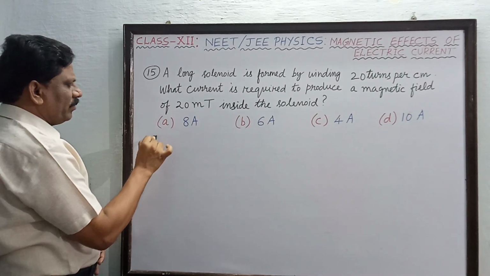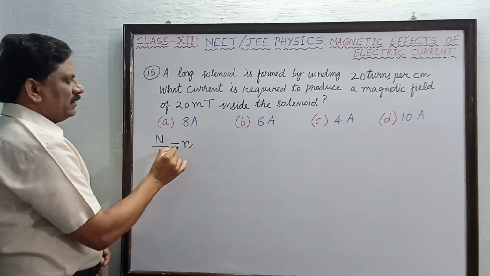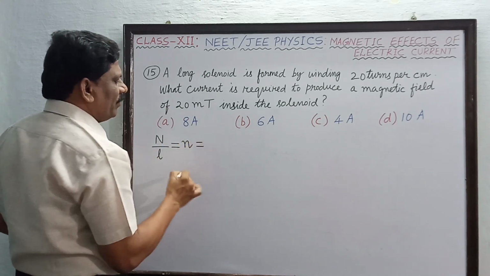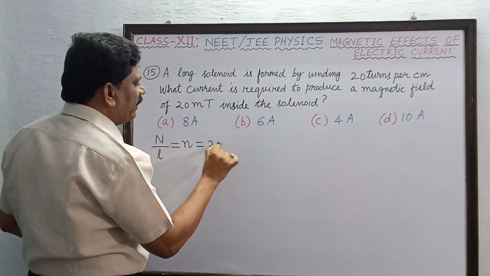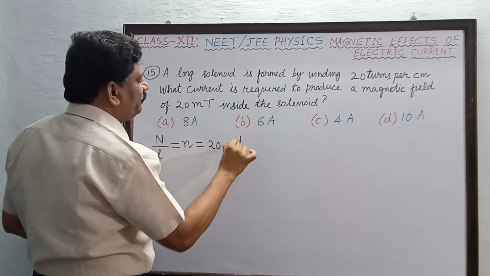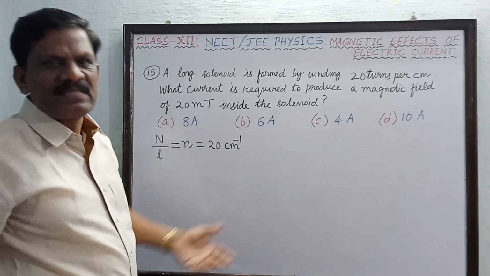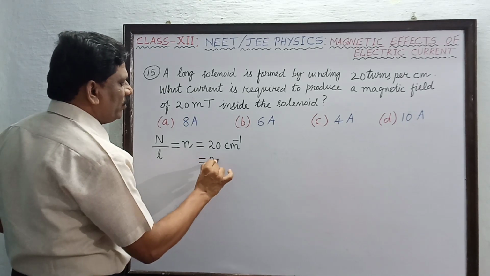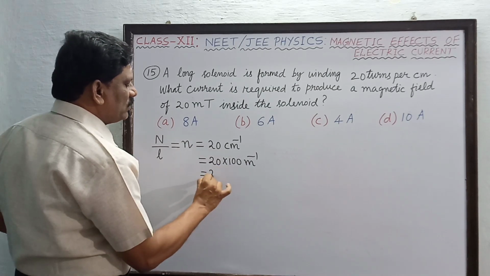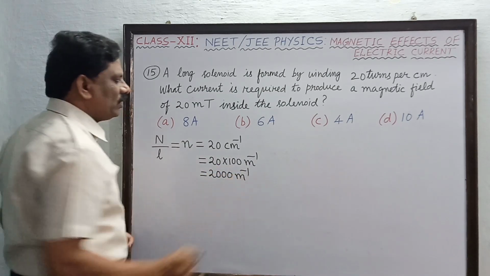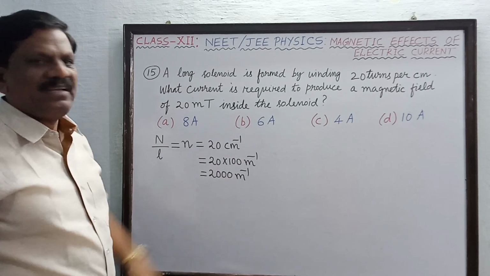First, the total number of turns divided by the total length of the coil. So this is n, small n, number of turns per unit length. That is given as 20 per centimeter. So in 1 centimeter itself there are 20 turns, which means in 1 meter it is 100 times. So this is equal to 20 into 100 per meter, which is 2000 per meter. We have to convert this into SI unit. That is the only chance here. There is no other difficulty.